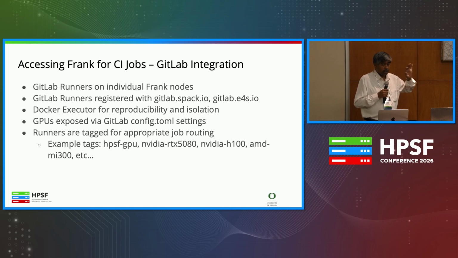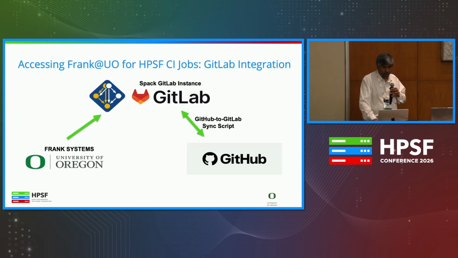So you can see a tag like HPSF GPU, NVIDIA-RTX 6000, etc. And this is how it works. There are the Frank systems. We are connected to the Spack GitLab instance, and then the GitLab to GitHub sync can happen. And you may be interested in Hubcast as well.